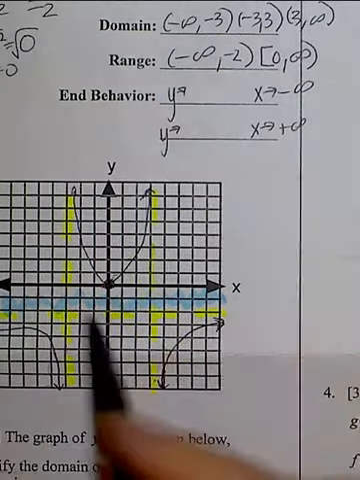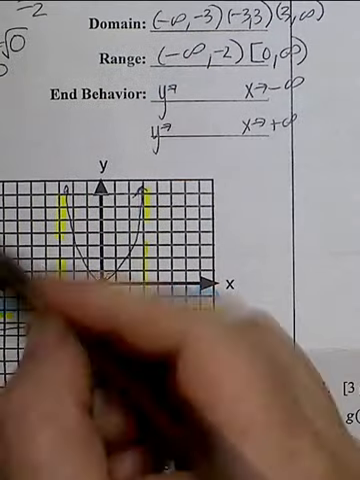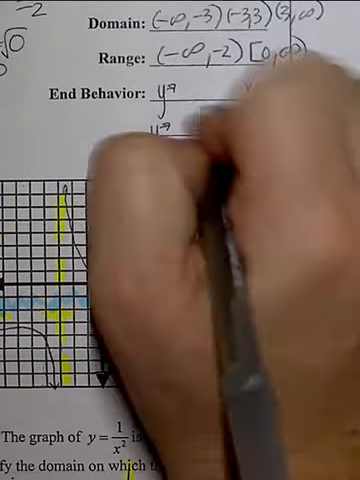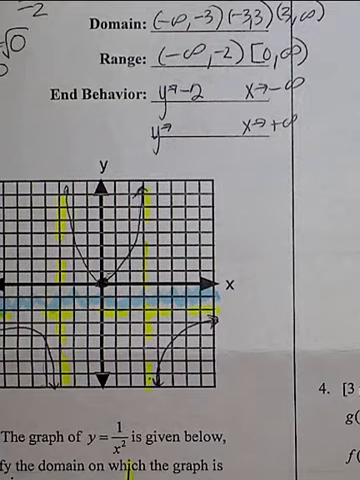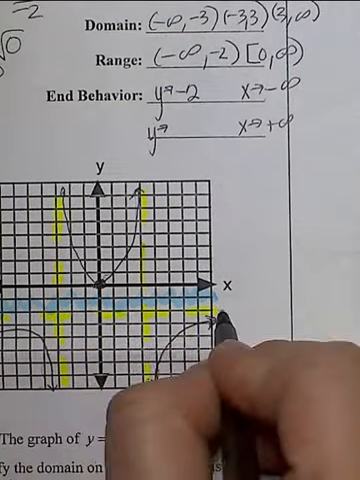Okay, as I go for end behavior, as I go to the far left, it is not going to go up endlessly or down endlessly. It's getting closer and closer to the asymptote of negative 2. Same thing as I go to the right, it's getting closer and closer to the asymptote of negative 2.